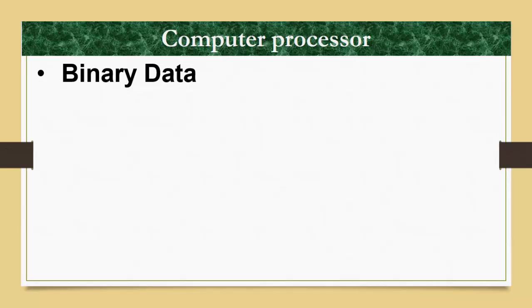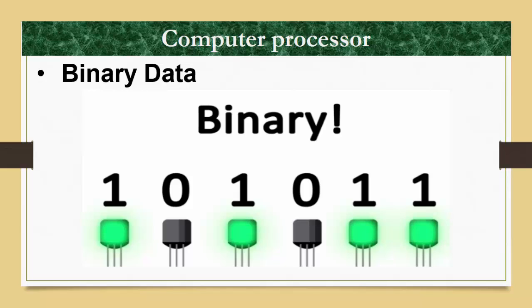The term binary means two numbers, and the two numbers associated with binary are 1 and 0. Simply by assignment, the two voltage levels in the computer can represent these two binary values, with the lower voltage level equaling 0 and a higher voltage level equaling 1.